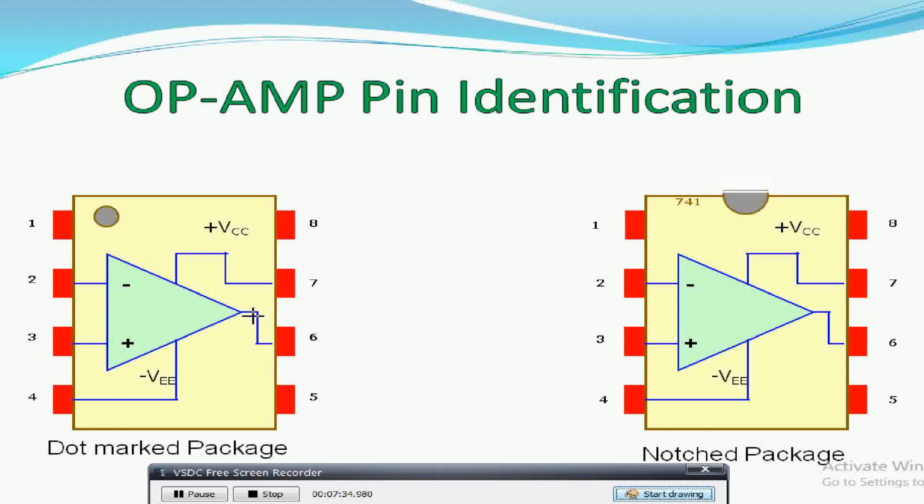And by using the sixth pin we will get the output. With the help of the seventh pin, plus VCC is applied, and with the help of the fourth pin, minus VEE, that is a negative voltage, is applied. This is the no connection pin.